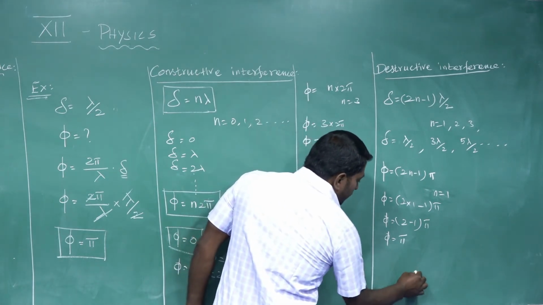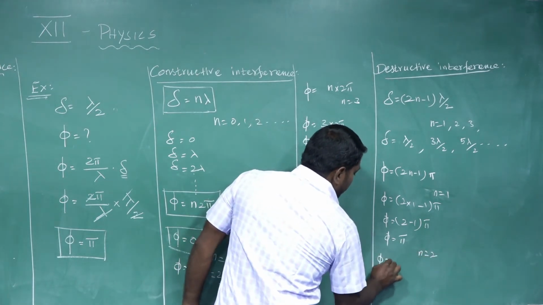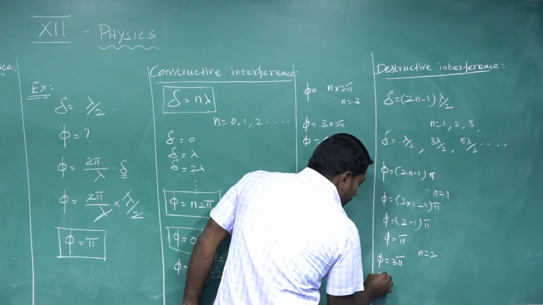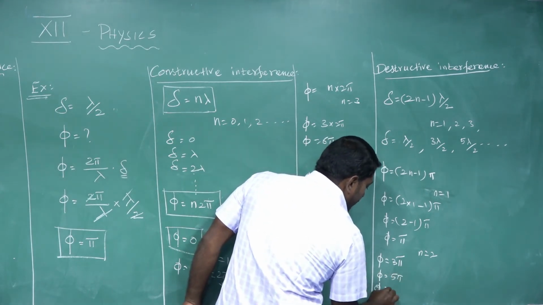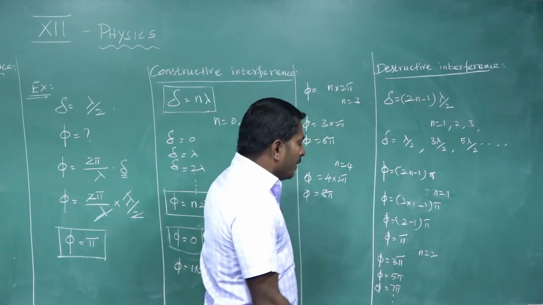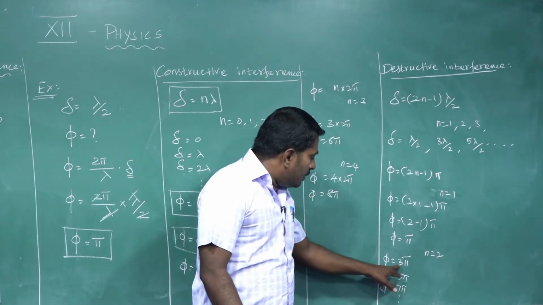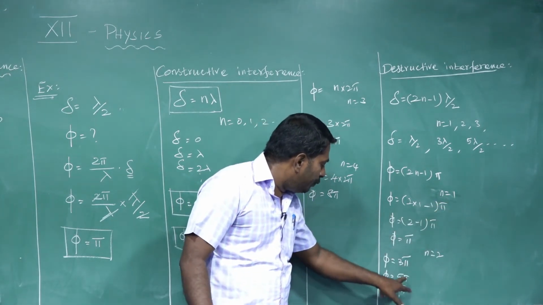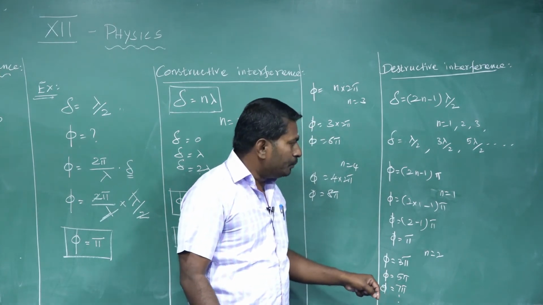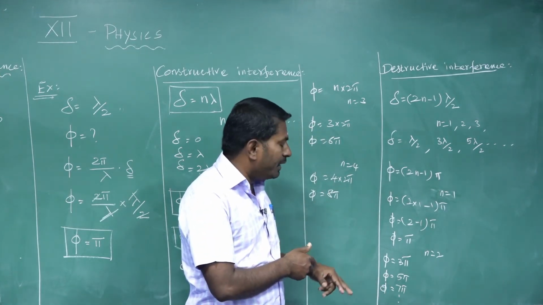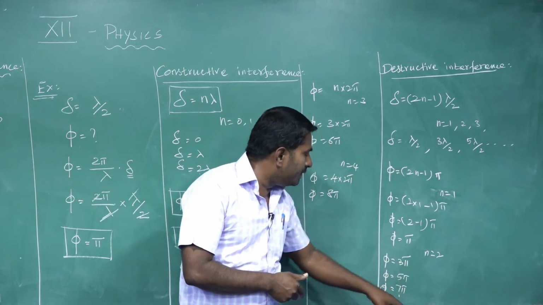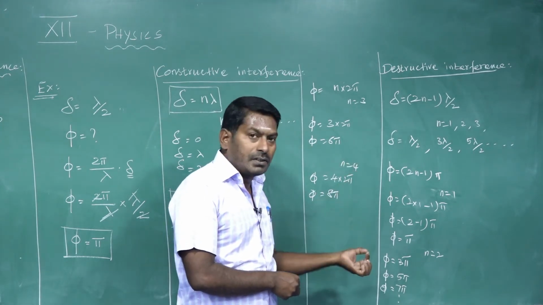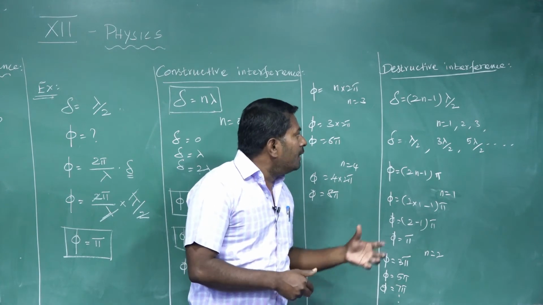Then in the second case, n is equal to 2. Phi is equal to (2 into 2, 4 minus 1), 3 pi. Then phi is equal to 5 pi. Then phi is equal to 7 pi. In this condition, waves meet at that point out of phase with each other. Then the phase differences are pi, 3 pi, 5 pi, 7 pi. Waves meet out of phase. The resultant displacement is minimum. At that point it appears dark. Then the type of interference is said to be destructive interference.